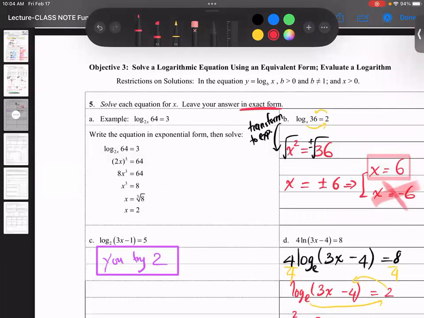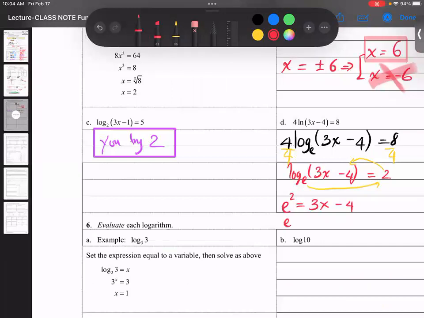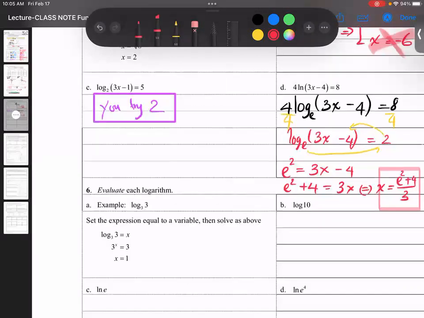So we just go ahead and add 4 to both sides. So e squared plus 4 equals 3x. Divide both sides by 3. x equals e squared plus 4 divided by 3. Since they want exact form, we leave it like that. So far, so good. This is simple.